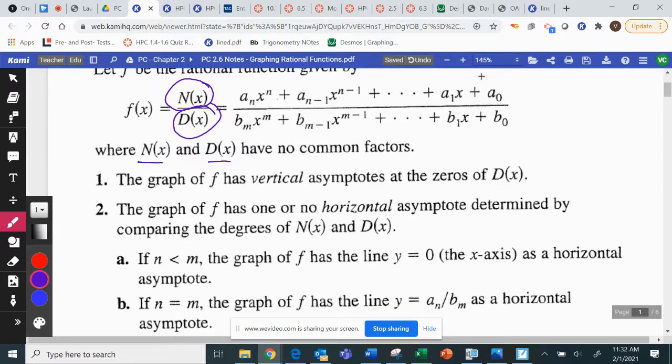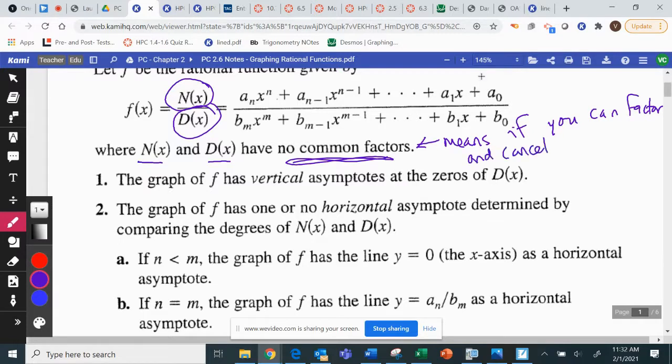N of x and d of x have no common factors. That means if you can factor and cancel common factors, you do that, because they have no common factors. So if we can factor it and then cancel common factors, then we're going to do that. It's kind of like the simplified version of that.